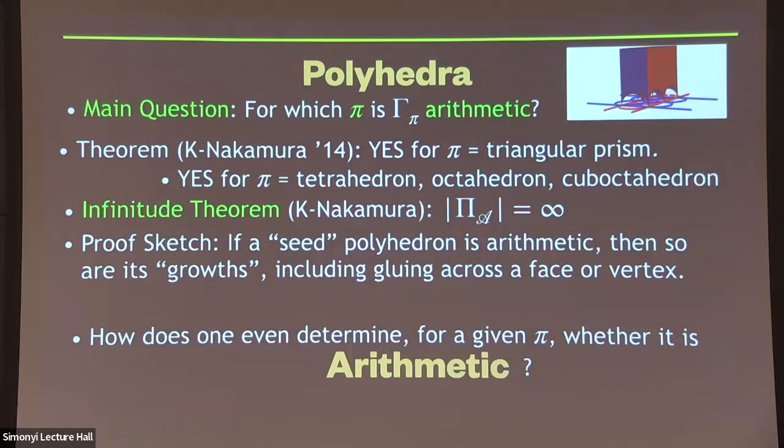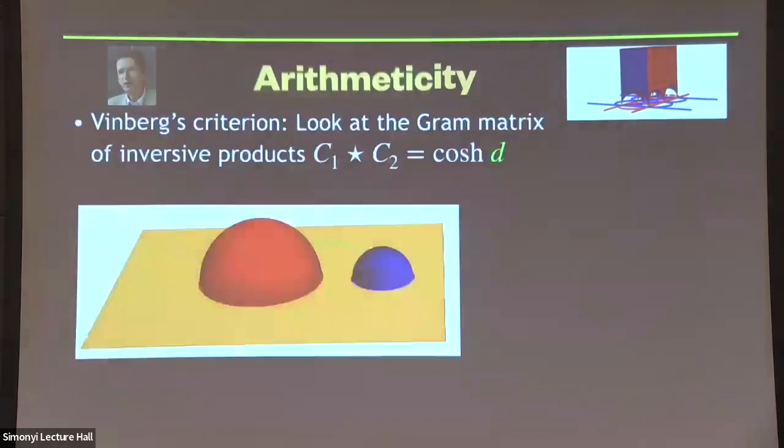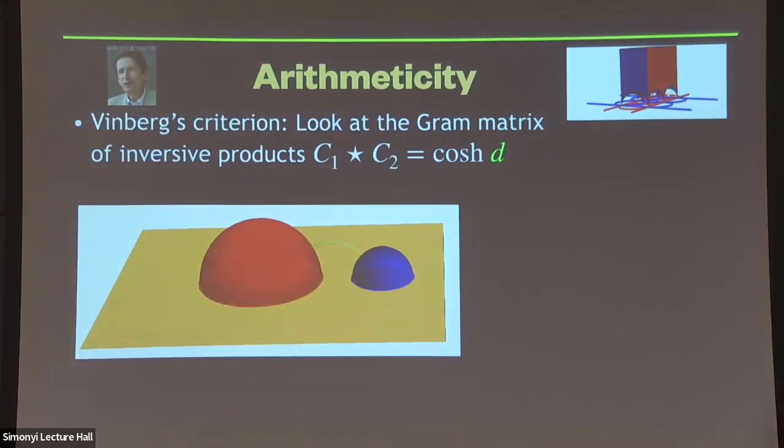So, okay, let's go all the way back to Roland's question. Wait a second, if you just hand me a polyhedron, what am I doing to determine whether or not it's arithmetic? So let's discuss arithmeticity. We're going to recurse back a little. There's a beautiful criterion by Vinberg about what happens in the case of reflective groups. We have to look at a certain Gram matrix, but let's pause there for a second. Let's just talk about inversive products.